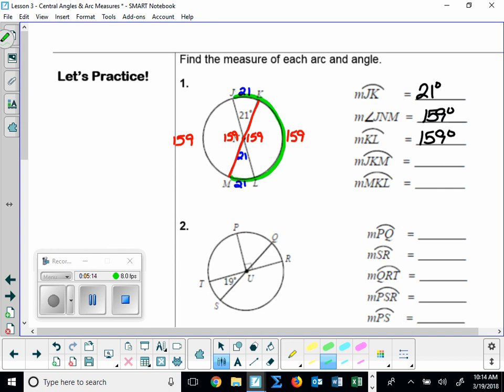I think I just did that wrong on my calculator. There we go, 201 degrees.